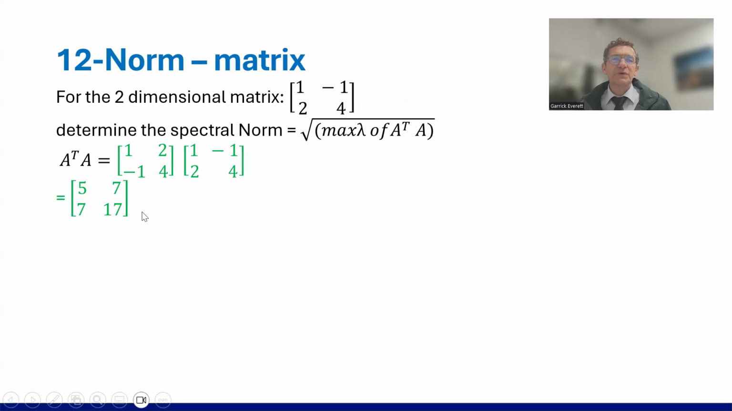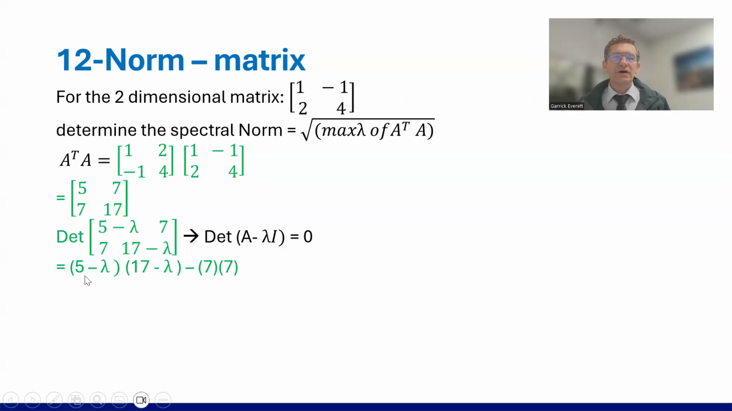So we want the maximum lambda of this thing, so we are going to now find the determinant of A minus lambda I. And so all we're going to do is 5 minus lambda there and 17 minus lambda there. And we're going to find the determinant of that. So we're going to do the same thing we did on the previous frame, which is these two multiplied together, subtract these two. So we get 5 minus lambda multiplied by 17 minus lambda, minus 7 times 7 is going to be 49. So that's just the determinant.